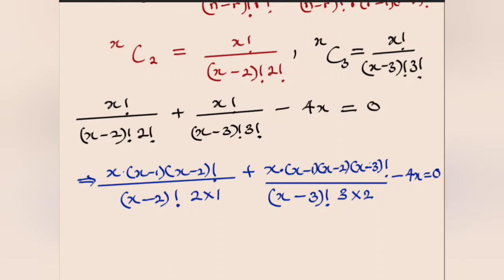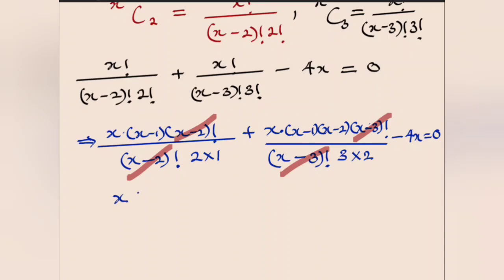So from the look of things here, we'll see that (x minus 2) factorial can easily handle this, and (x minus 3) factorial can easily handle this as well. So we have x multiplied by x minus 1 all over 2 plus x into, then let's multiply these two together.